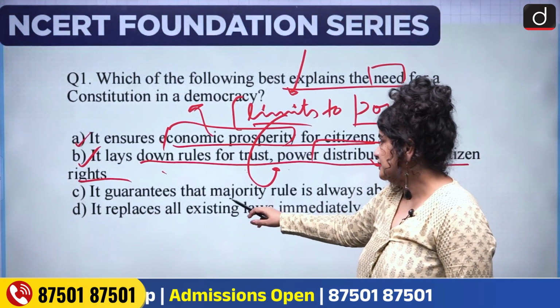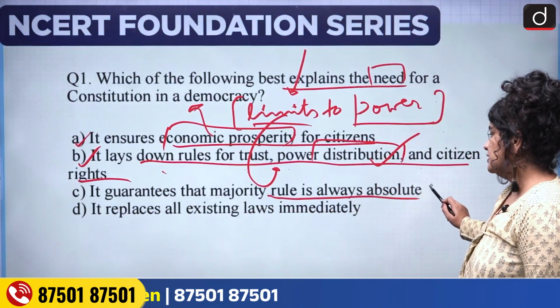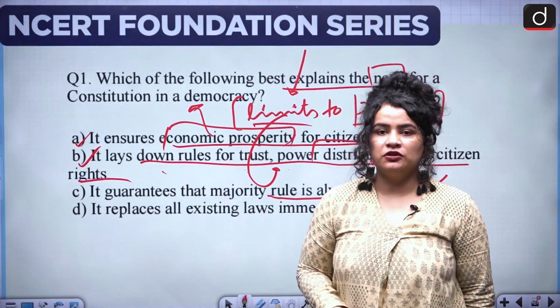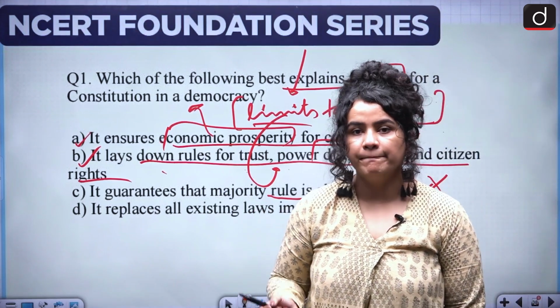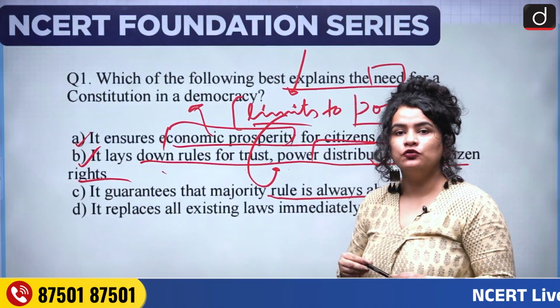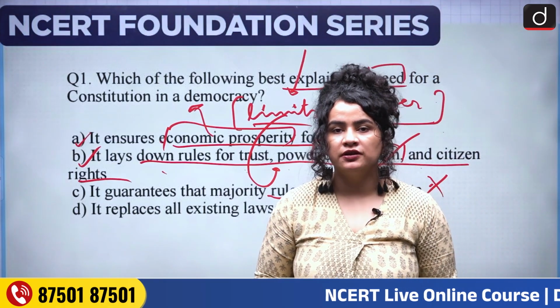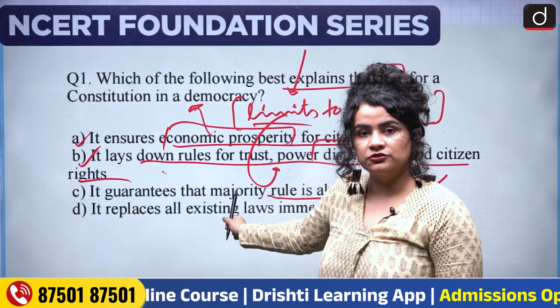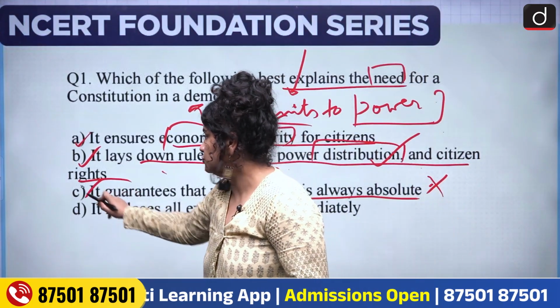See, it guarantees that majority rule is always absolute. No, it does not. See, democracy does function on the principle of majority rule. But just so that that rule does not become absolute or it does not have unlimited power, we need a constitution to check this. So no.